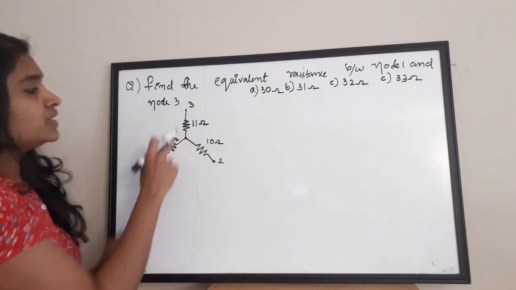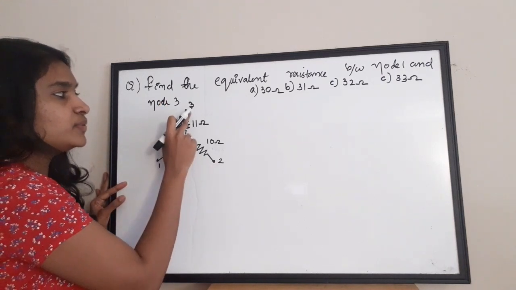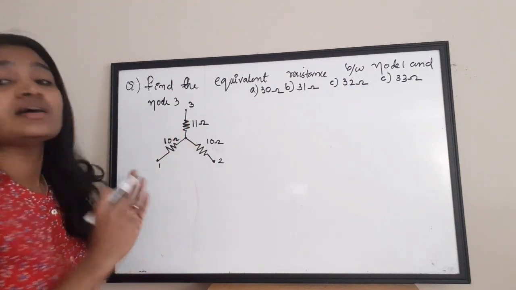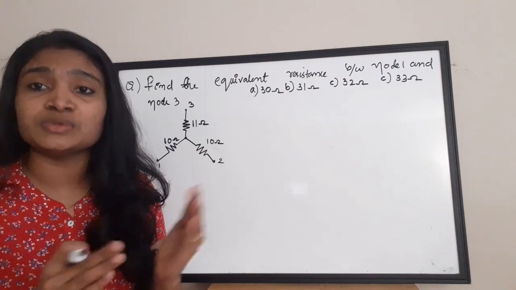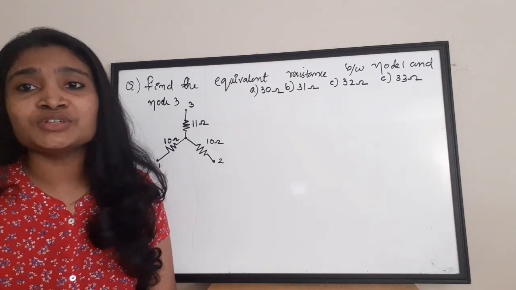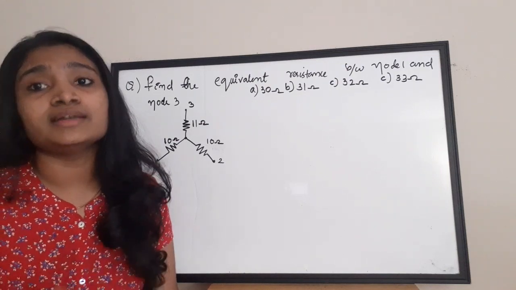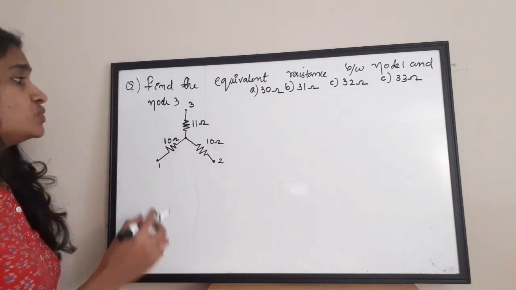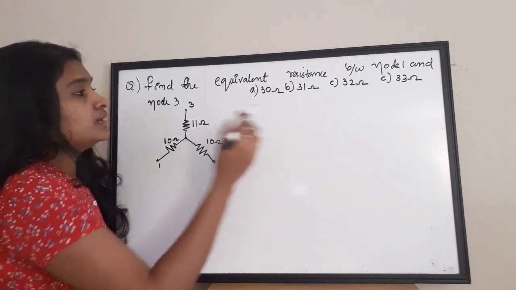If you see these three nodes, that is node 1, node 2 and node 3 are connected in a star connection, right? So how to find the equivalent resistance between two nodes of a star connection? The only solution to do this is to convert the star connection to a delta connection. Okay, so we can convert a star connection to a delta connection like this.